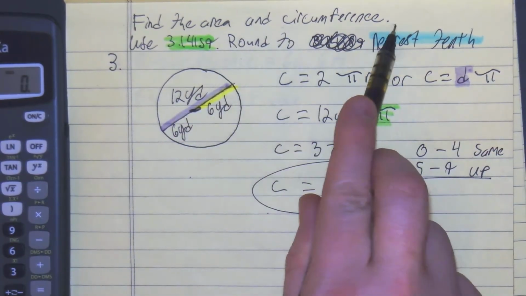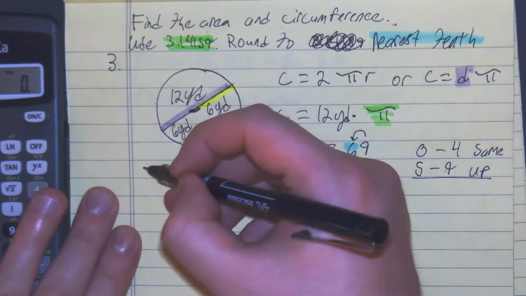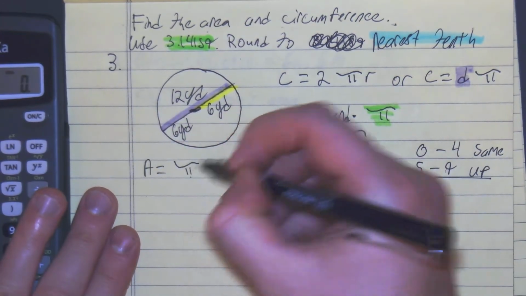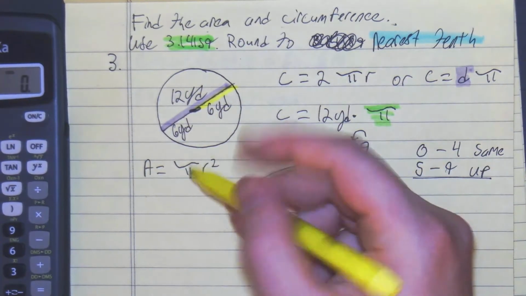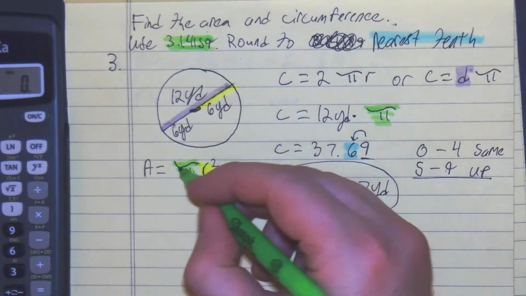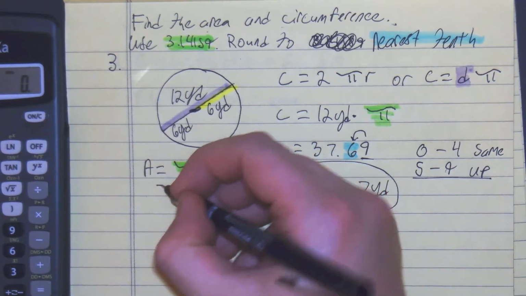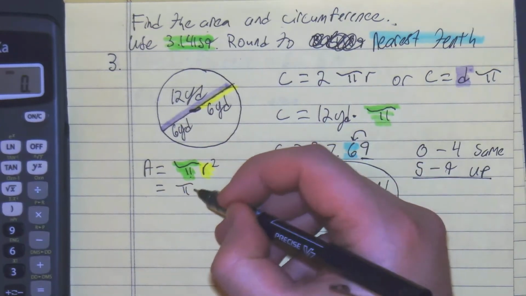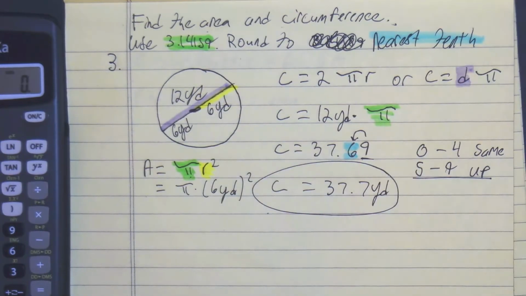Well, we found the circumference. Now we need to find the area. Well, area, the formula states, is the following. Area equals pi r squared. We do have to use the radius, which is the half. And we do have to use the value of 3.14159 for the pi. So I'm going to plug everything in. It's equal to pi times 6 yards, and we're going to square it.